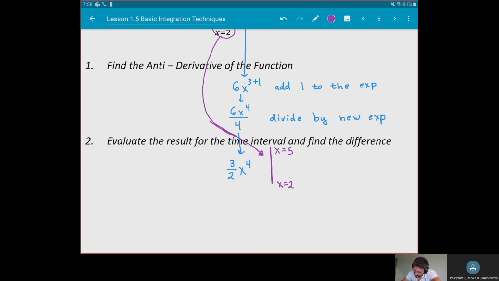And then all I'm going to do is work this out. Top goes in first. So 3/2, 5 to the 4th, minus 3/2, 2 to the 4th. And it is always minus. That's part of the problem. So it's always a minus. And so let's type this in and see what I get.